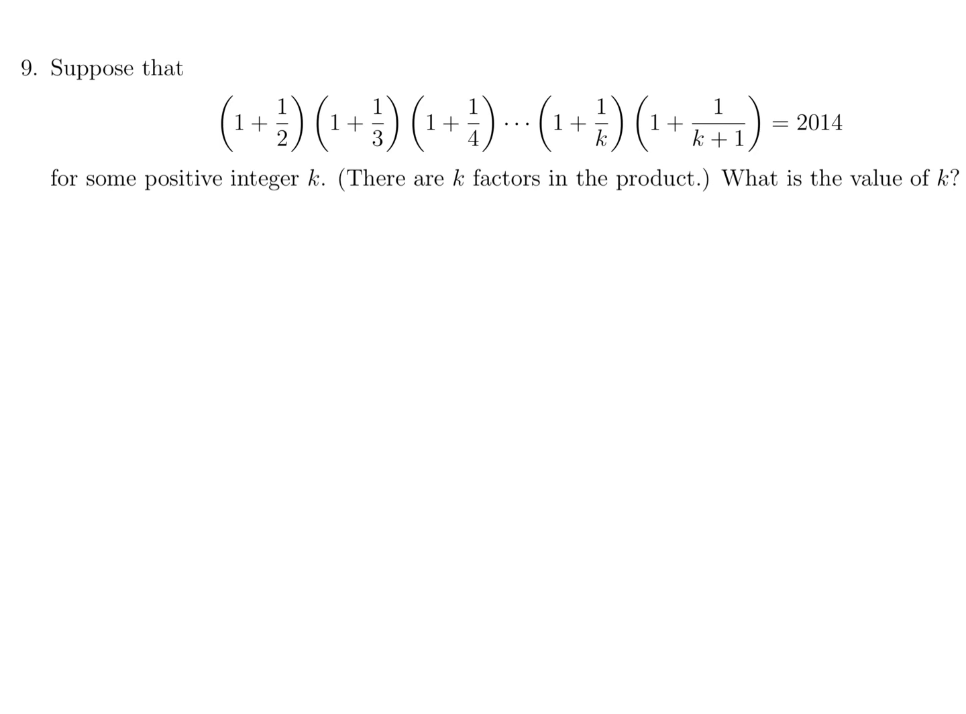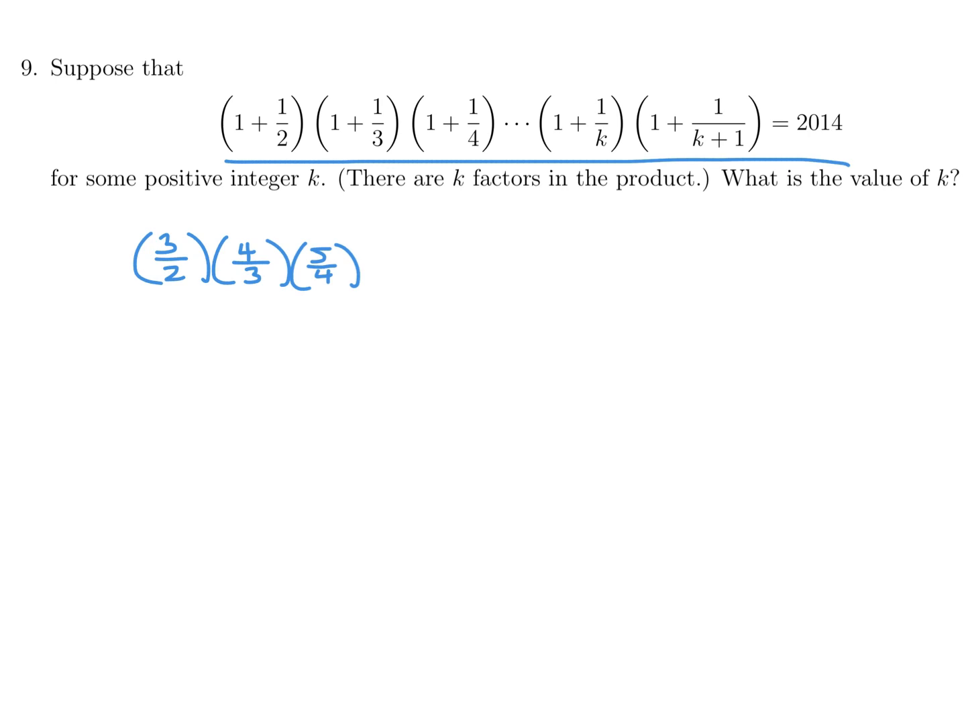All right, so 1 plus a half is 3 over 2. 1 plus a third is 4 over 3. 1 plus a quarter is 5 over 4. And just keep going like this, dot, dot, dot. Eventually this is going to be k plus 1 over k, and then that one would be k plus 2 over k plus 1, like that. And all this is going to be 2014.